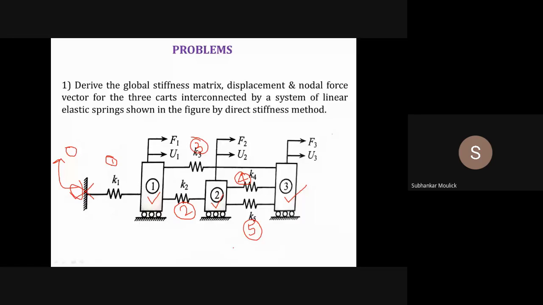So since there are 3 nodes present in this problem, and if you remember, I told you in the last class that in this direct stiffness method, first of all you have to identify how many nodes are present in the entire problem, because the number of nodes decides the order of the stiffness matrix. Since 3 nodes are present in this particular problem, the order of the global stiffness matrix will be 3 cross 3.